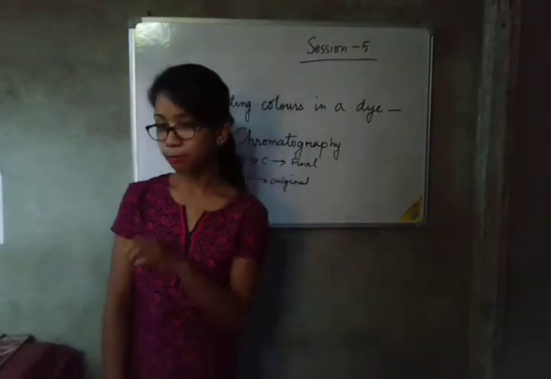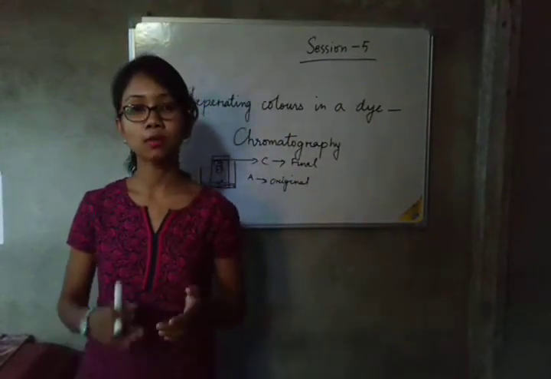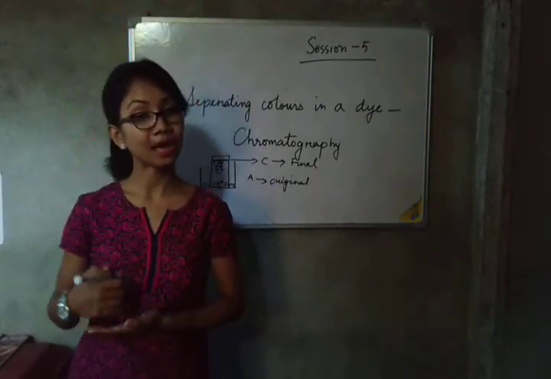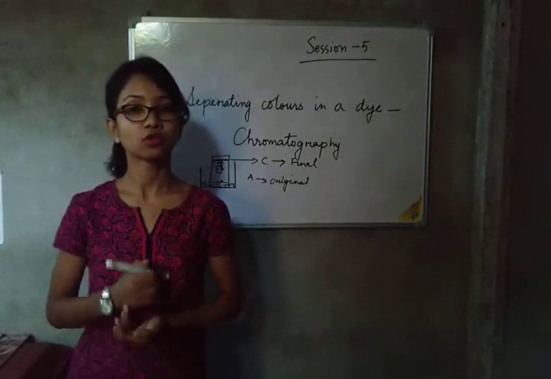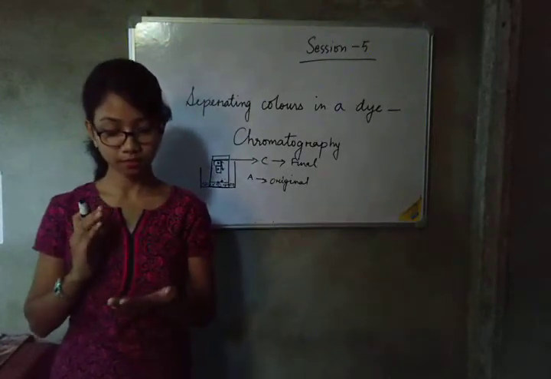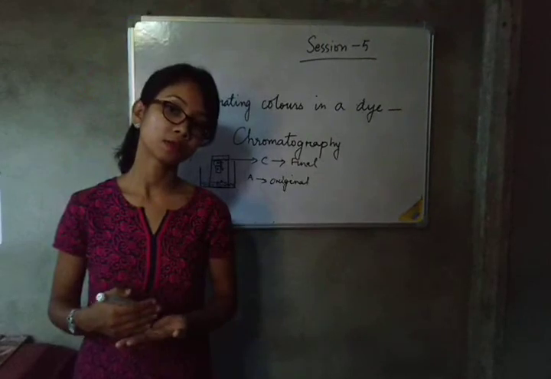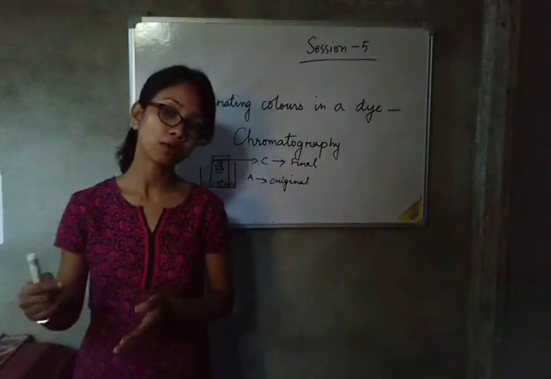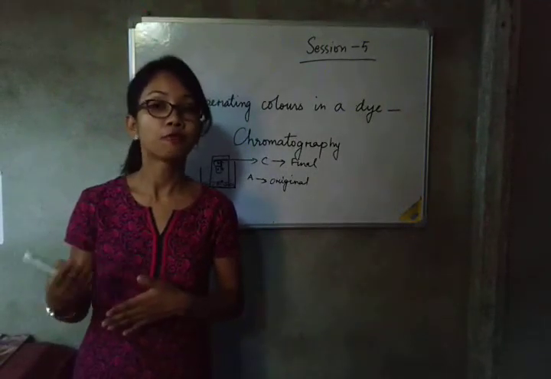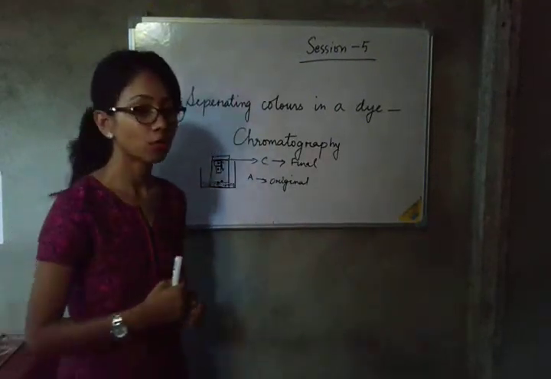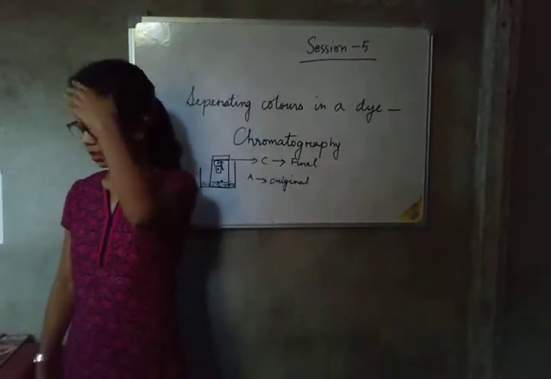Now what is the main principle of chromatography? That is, the more soluble substances are carried away faster with the help of the solvent. So this is the main principle. I am repeating again, more soluble substances in water rise up faster than the less soluble substances. So this is the main principle of chromatography. I think it is clear.